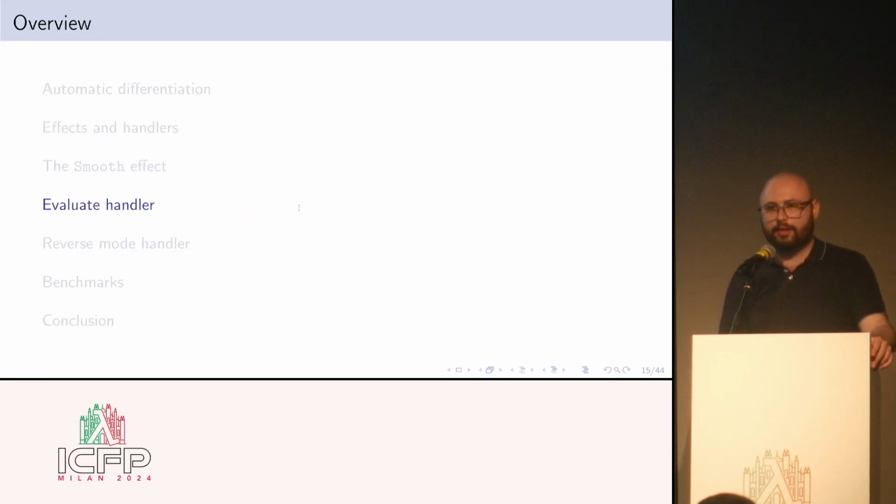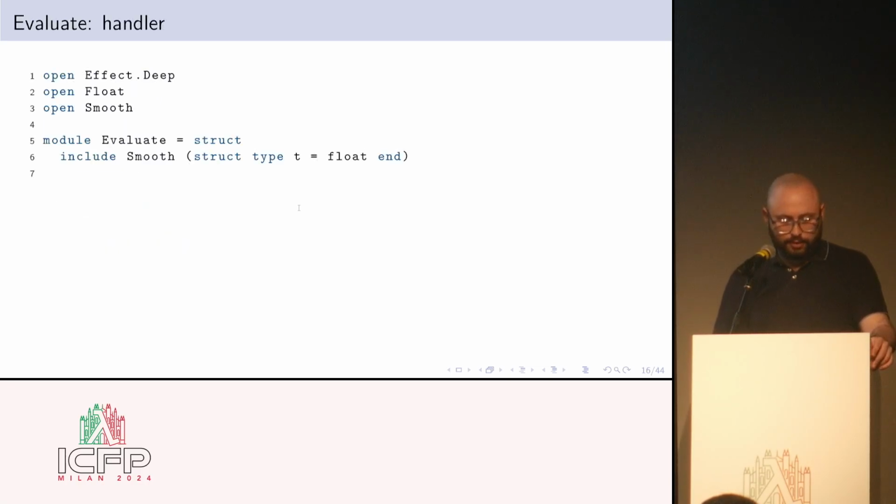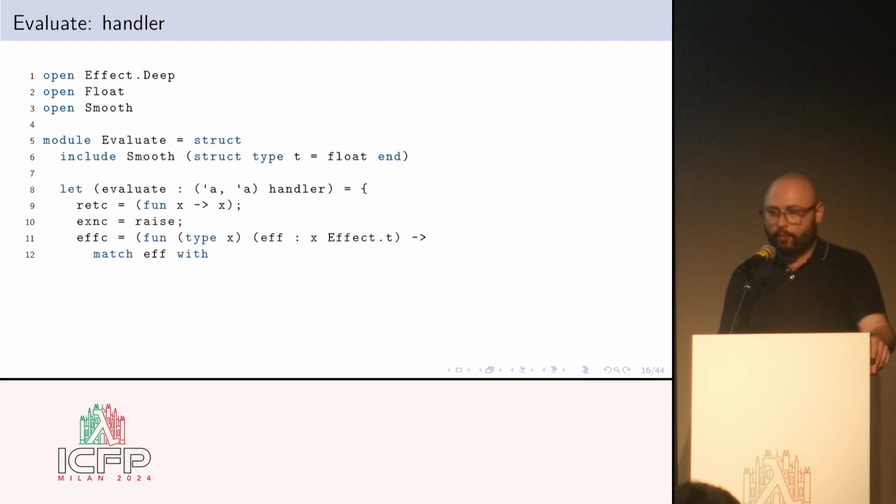Let's actually use the effects. The first thing we're going to do is evaluate our operations just in terms of floating point numbers. So we're going to define a module Evaluate, and the first thing we're going to do is just include the base module, so this just saves us some time for now. And we're going to instantiate the numeric type to just floating point numbers. And now we're going to define a handler.